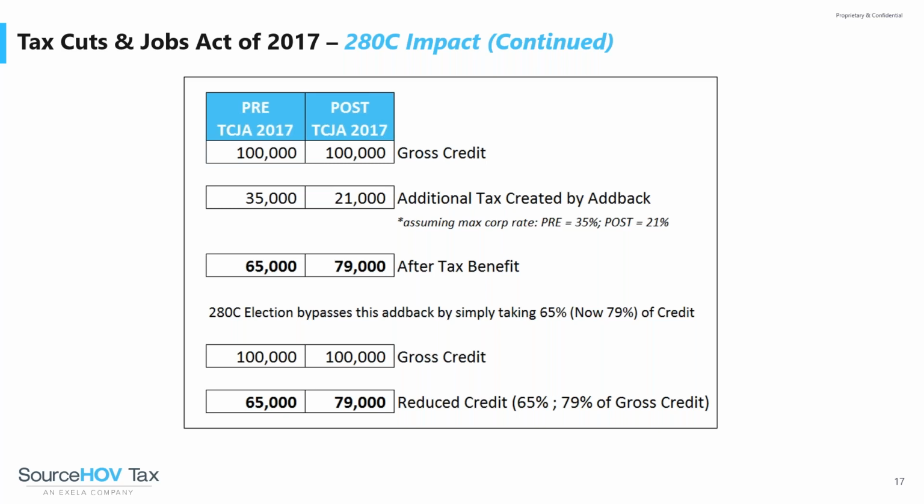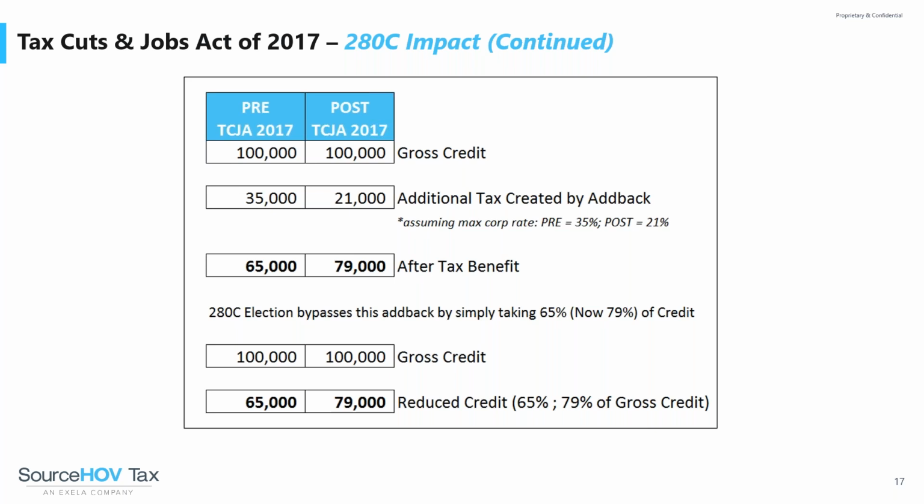Sure. So the next page just graphically shows both before and after the last tax act what the value of this election was. Since the election references the highest corporate income tax rate, and it does so even if you're an individual and not subject to corporate rates, if you make this election, you still get this benefit. Before the corporate tax rate dropped from 35% down to 21%, it used to be that $100,000 of gross credit, you can see that on the left, netted you $65,000 of tax reduction.